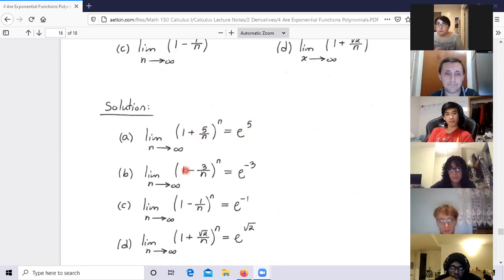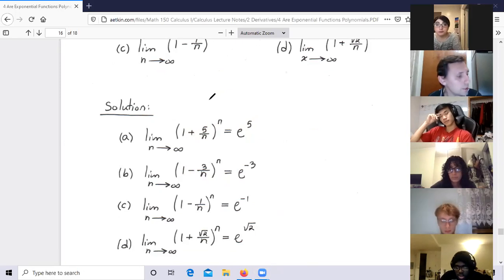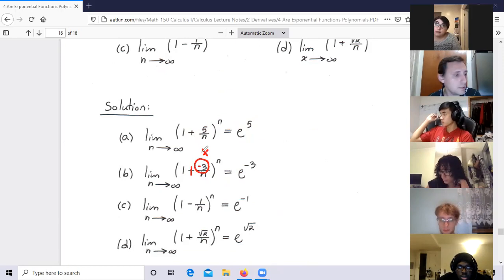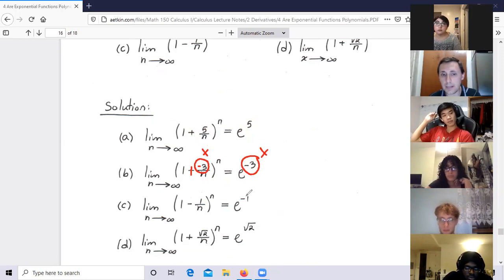Now over here in b, let me write it here. So what is this b thing? I can put here plus, and then it's minus 3 over here. So that is my x, and that's the thing that I put over e. Now 1 minus 1 over n to the power of n. Here the x is minus 1, so that's what I put here. The last question, 1 plus root of 2. So the x is root of 2, so I put it as the power of e. Okay?